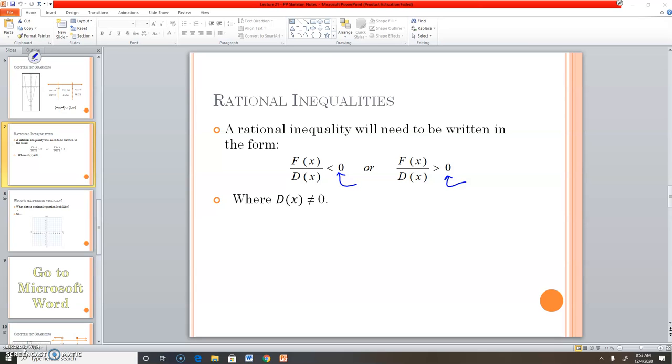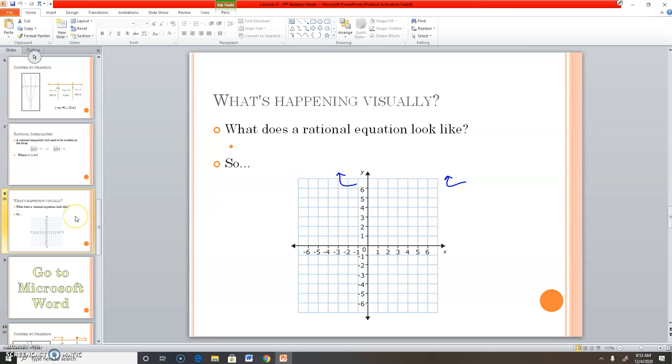So what are our rational expressions going to look like? Well, the parent function for a rational expression is our reciprocal function. Your rational functions are going to have a vertical asymptote, and they're going to have a horizontal asymptote. And our rational functions are going to look like this here.